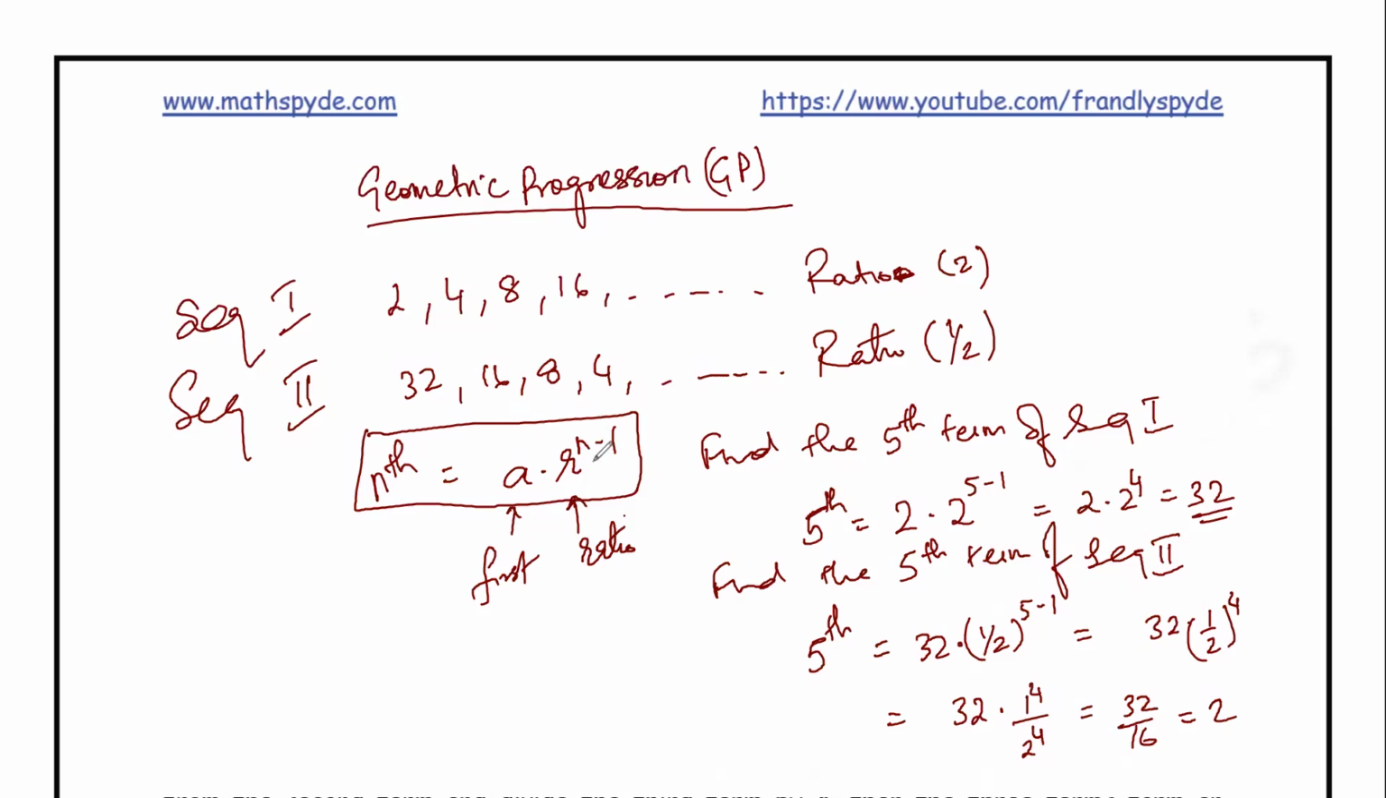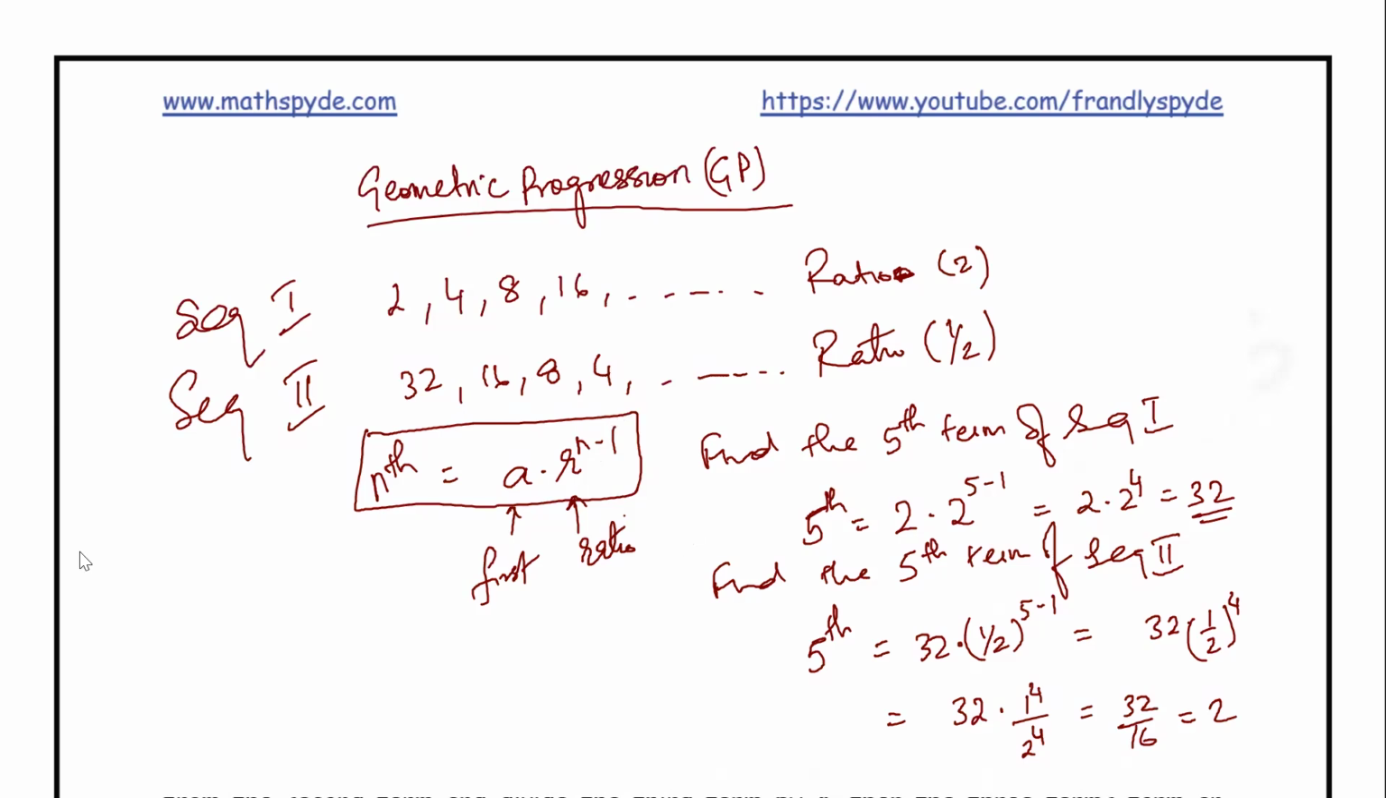So as far as possible, do not complicate things. Do not, just because you know your formulas, try and forcefully apply it in any question. First, try and do it logically. Like you can clearly see 32, 16, 8, 4, the fifth term is 2. No need to apply the formula.